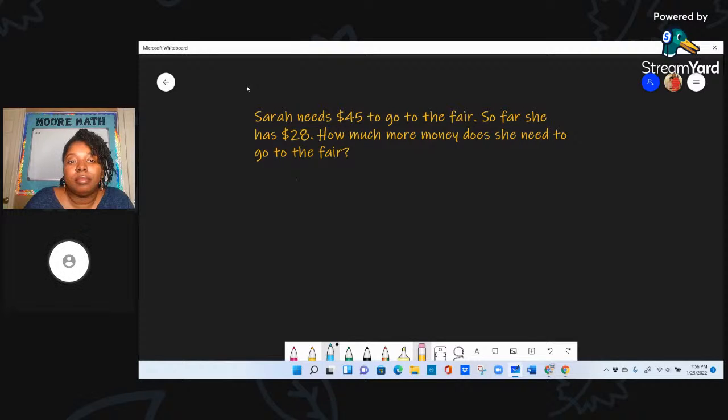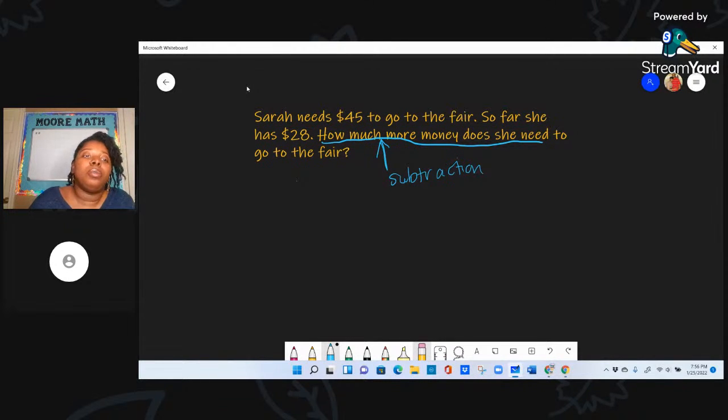Because you can take 28 from 45. Okay, but what in here lets you know that you needed to subtract? How much more money does she need to go to the fair? Good. That how much more was a keyword for subtraction. Okay, good. So she's trying to get to $45. She has 28, so we need to know how much more she's going to need so she can definitely go to this fair.